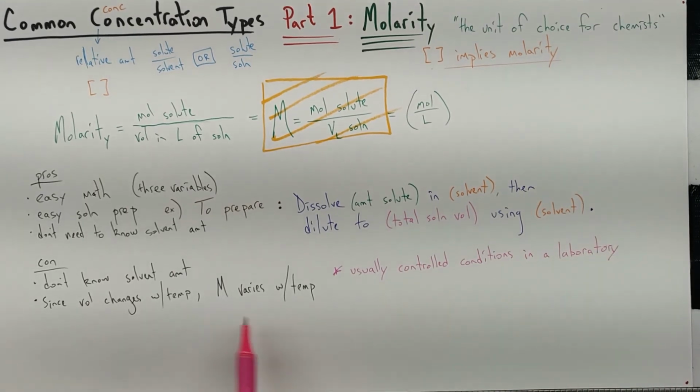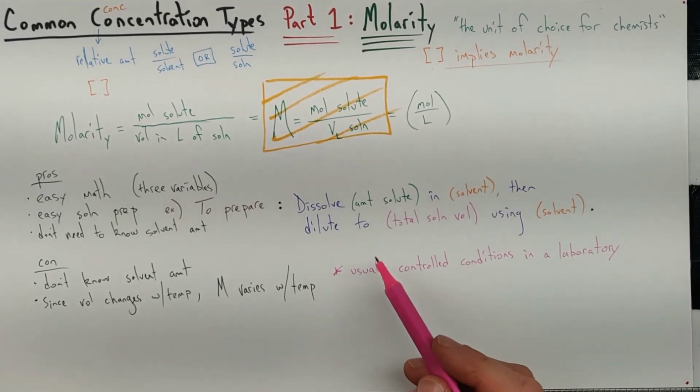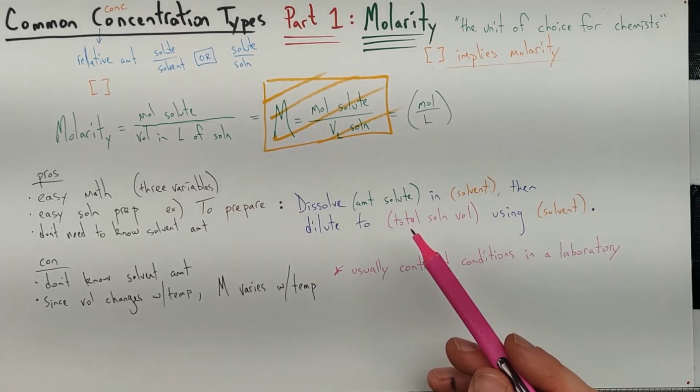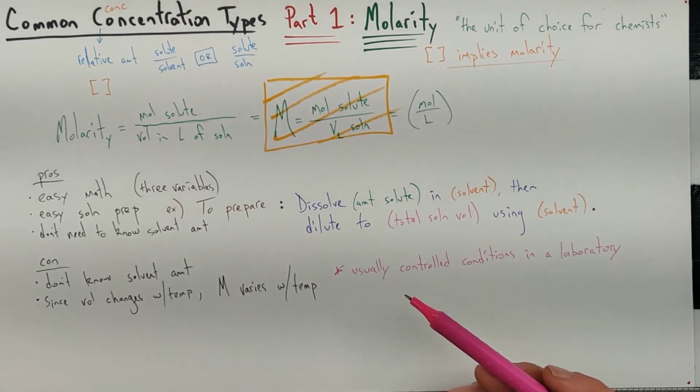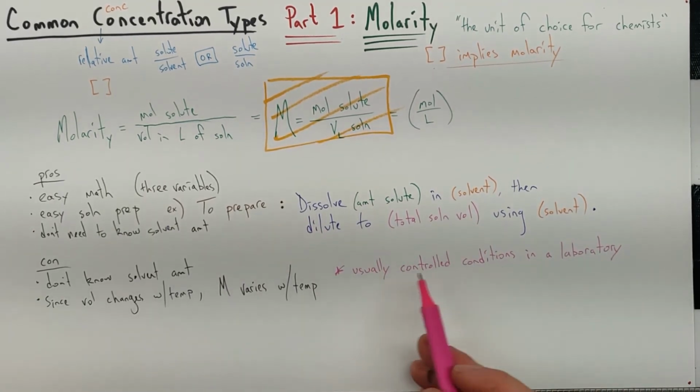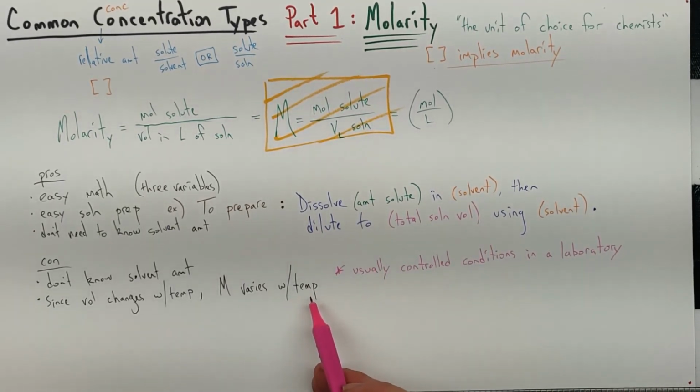As a little side note, it's interesting to point out that if you look at glassware like even a beaker or a graduated cylinder or an Erlenmeyer flask, they have temperature ratings on them. They're calibrated to a certain amount at a specific temperature because volume does change with temperature.